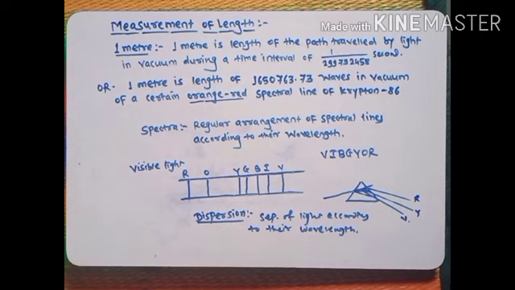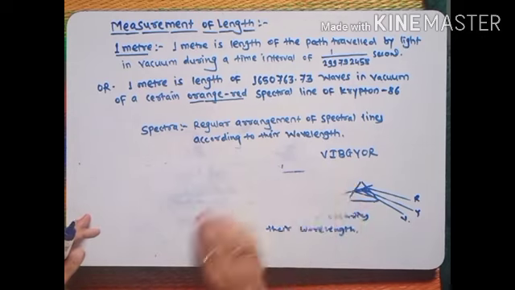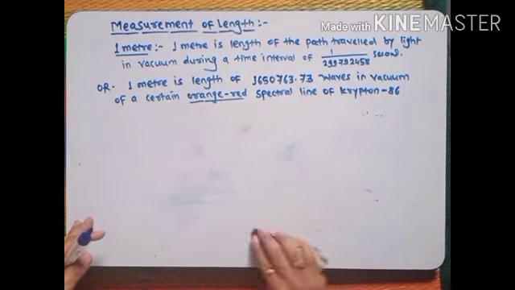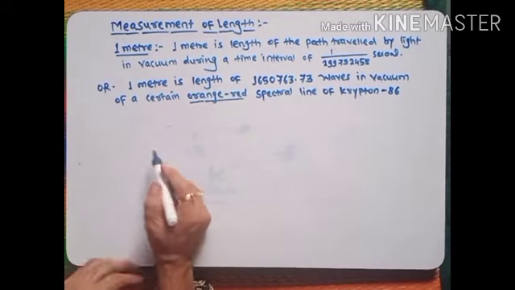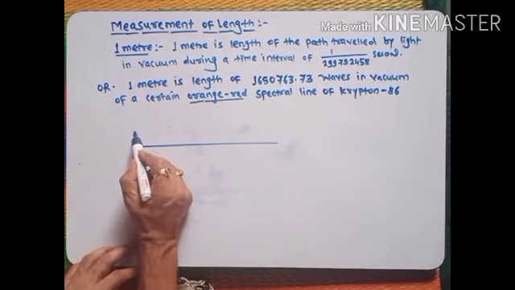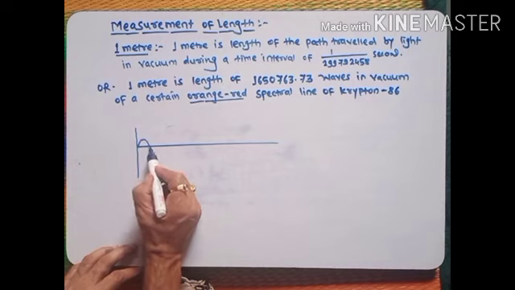That means, coming to our main definition, if we consider krypton 86 material and obtain its spectrum, then we get the orange red spectral line, in between orange and red, the orange red spectral line of krypton 86. Then if we consider this is a wave of krypton 86, a transverse wave, we can show it like this. See here, this is the wave.